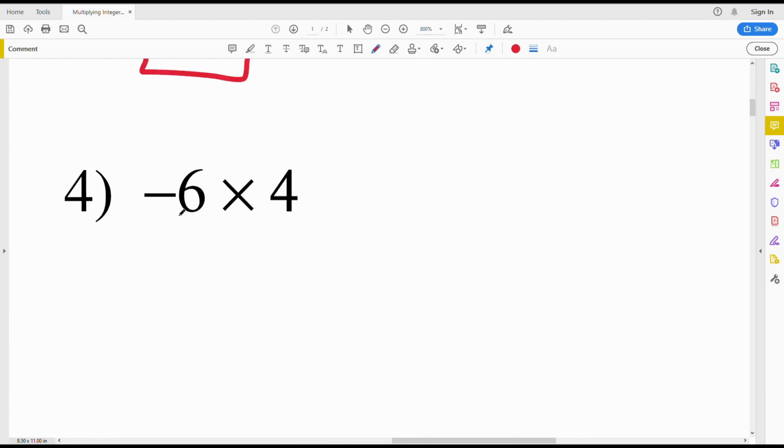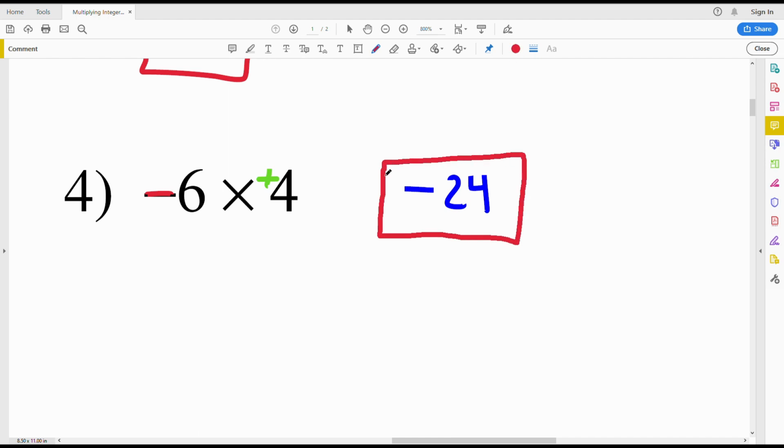In number 4, we have negative 6 times a positive 4. Because we have a negative multiplied by a positive, our result is going to be negative. 6 times 4 is 24, so our solution is going to be negative 24. You can see that number 1 has the same solution, negative 24. In number 1, we had a positive 6 times a negative 4, whereas in number 4, we have a negative 6 times a positive 4. But 6 times 4 is still 24, and because we have one negative and one positive number, each of those gives us a negative solution.